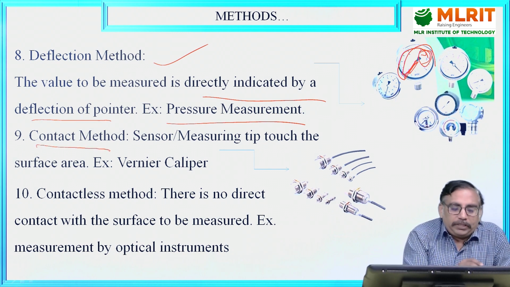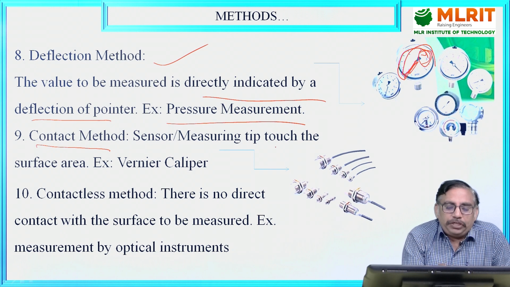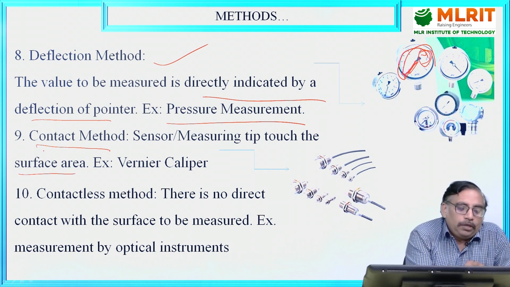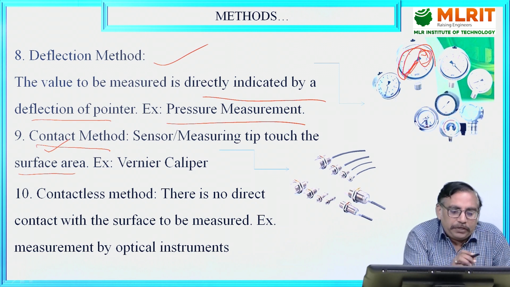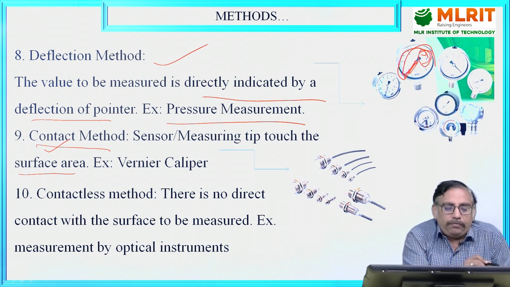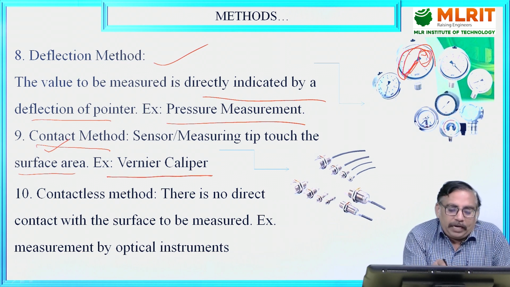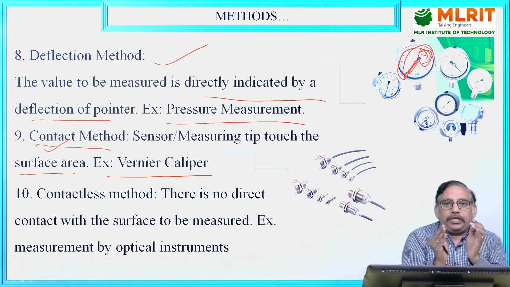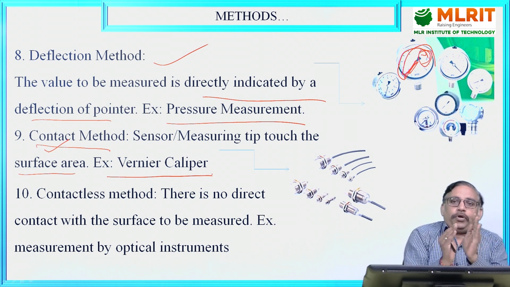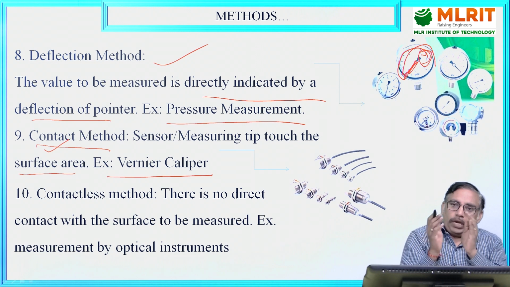Coming to contact method, sensor measuring tips to touch the surface, contact. So the sensor will be in contact with the particular surface of that quantity, then we will be using it. Here example vernier calipers, as we said before also, between two jaws we will be keeping the component which has to be measured, right? Unless it has been touched by both, we cannot measure it perfectly, right?